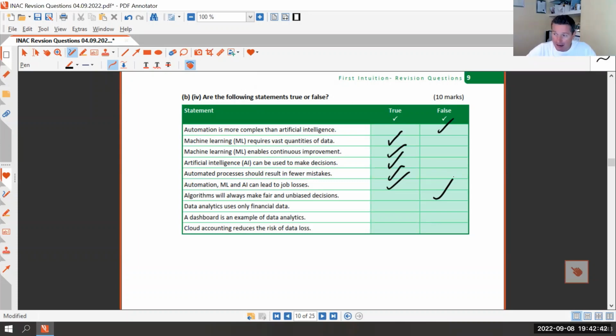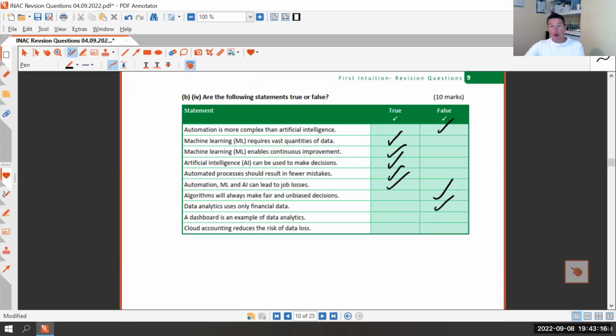Next one, data analytics only uses financial information. True or false? Yeah, Paul, police facial recognition, the same problem. I don't just make it up. Yeah, this is false. There's loads of things you can do there. You can use people's behavior. You can use surveys. Were your customers happy? Things like that. So it's not just financial stuff.